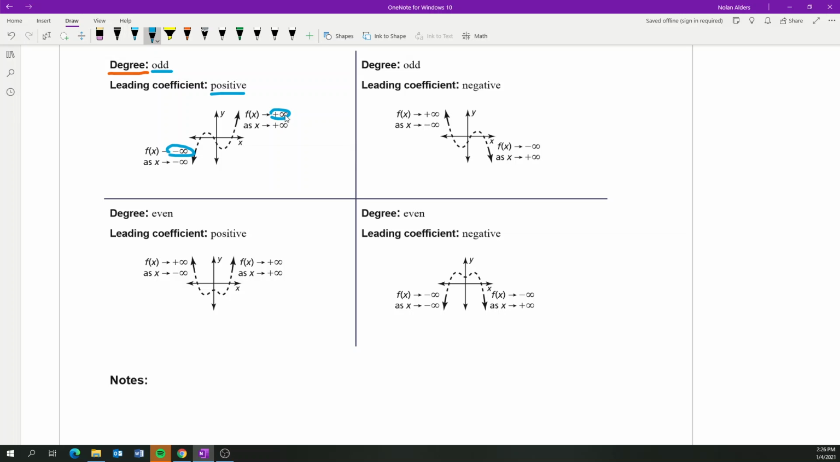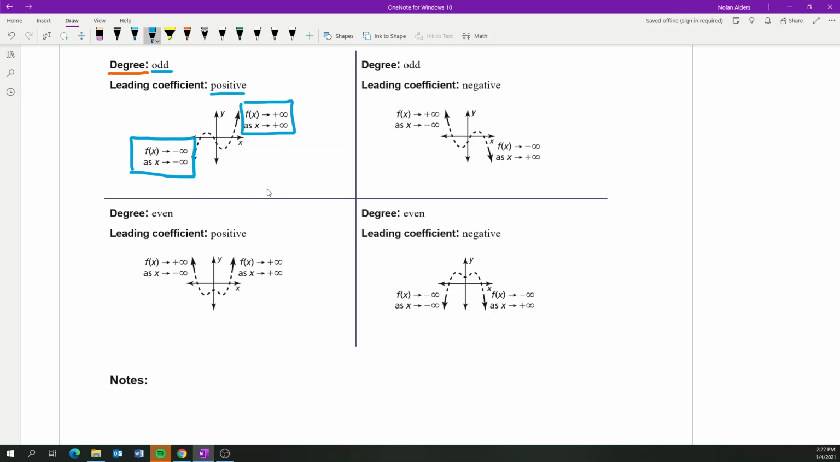f of x is going to positive infinity as you go to the right, and negative infinity as you go to the left. So the answer for this, you could just copy this down. You could say f of x goes to positive infinity as x goes to positive infinity, and f of x goes to negative infinity as x goes to negative infinity. So those are your answers.